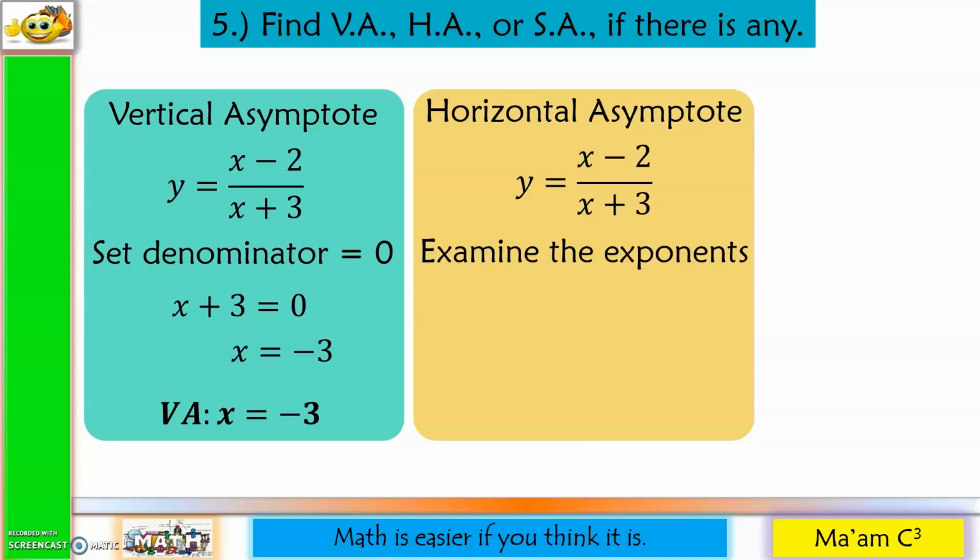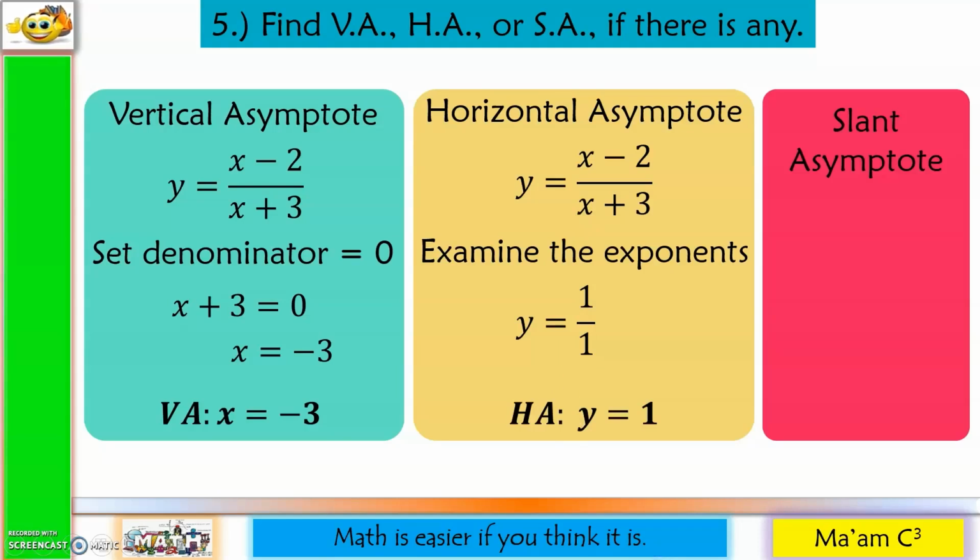The numerator and the denominator are both raised to the first power, so let us compare the coefficients. The numerator has a coefficient of 1, the denominator is also 1. So y equals 1 over 1. Therefore, our horizontal asymptote is y equals 1. And for the slant asymptote, since we already have a horizontal asymptote, we do not have a slant asymptote.